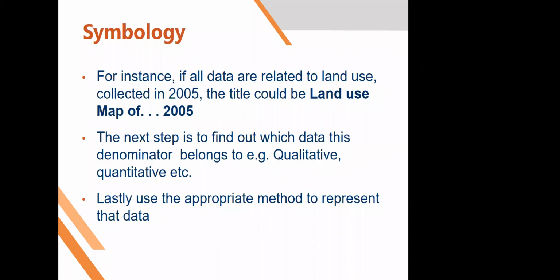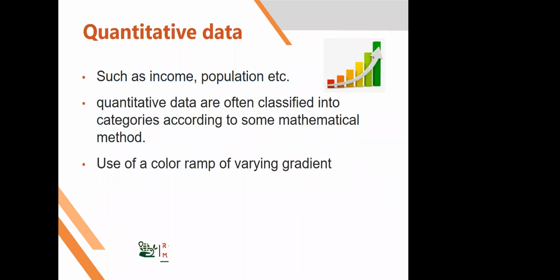The next step is to find out what the denominator belongs to. Is it qualitative or quantitative data? If it is qualitative, you use the methods for representing qualitative data. If it is quantitative, you use the methods for representing quantitative data. Quantitative data may include income or population and such, and it can be described mathematically into mean, median, and other mathematical aspects you may want.